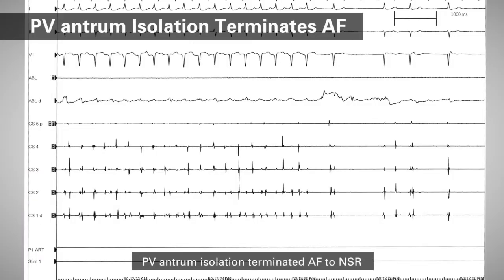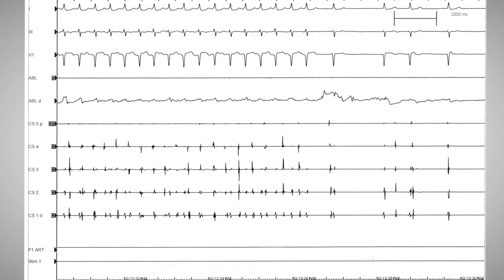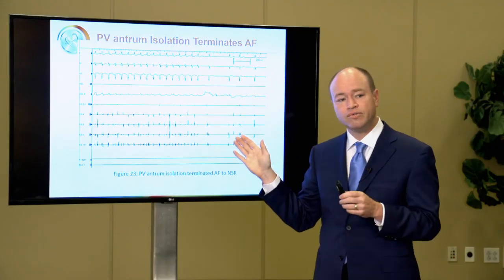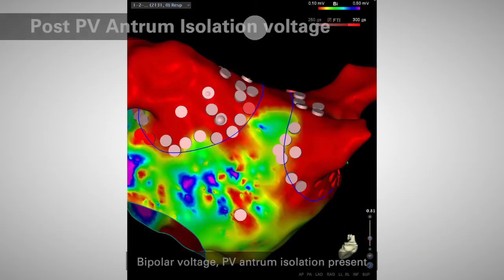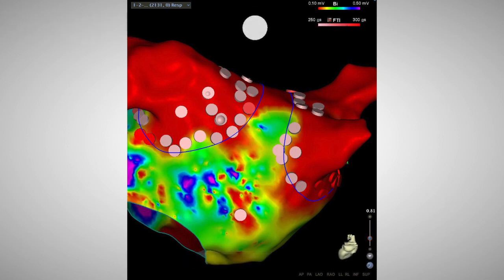But as we all do, I proceeded with PV antrum isolation, particularly given that we had probable AF drivers noted within the pulmonary veins. And sure enough, with pulmonary vein antrum isolation, the atrial fibrillation terminated to sinus rhythm. That looked like a good result, and I thought, well, perhaps that would be sufficient. And the results look good based on the bipolar map. A high-density confidence map post-ablation is showing nice pulmonary vein antrum isolation. The visit tags are shown here that correspond to the ablations that were performed that terminated this atrial fibrillation.